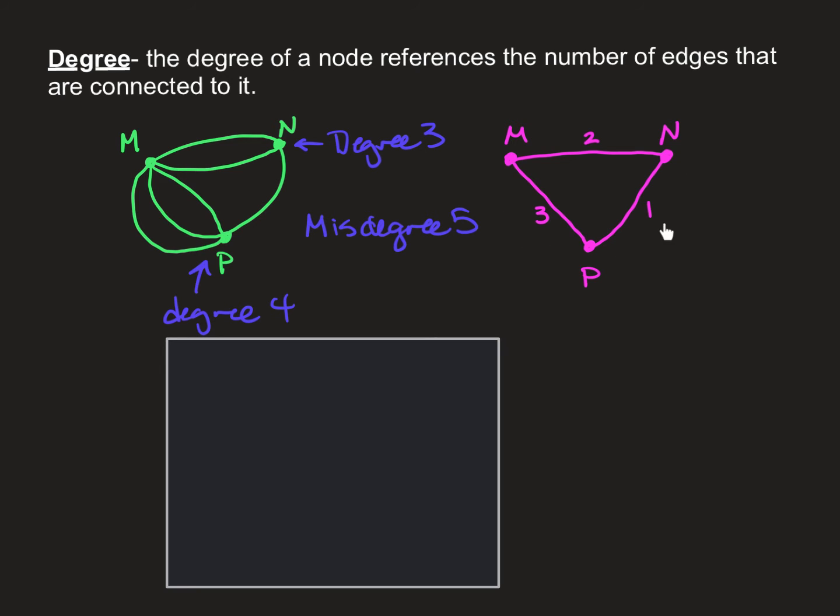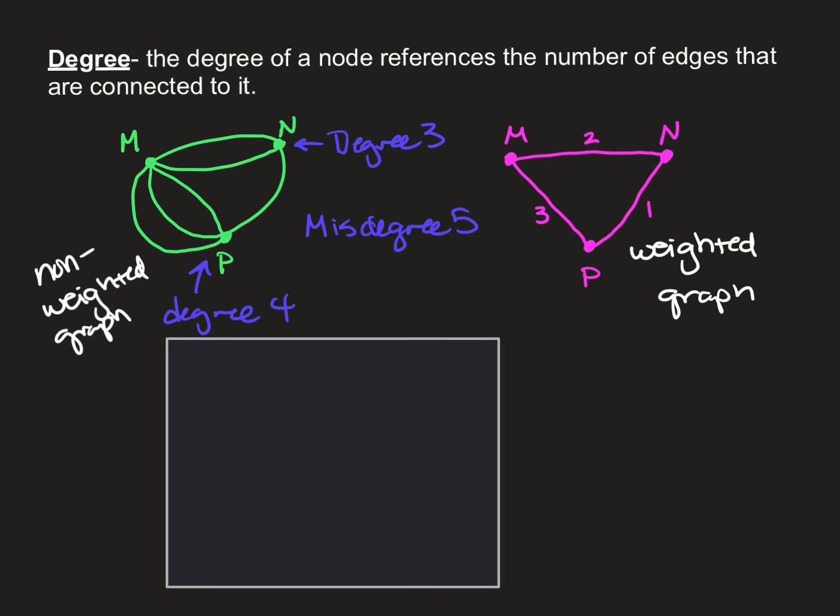You might notice this pink graph. This is what we would call a weighted graph, and this would be a non-weighted graph. And they represent the same thing. If you notice, there are 2 edges between M and N, and this is just the edge with the weight of 2 on it. Here there's 3 edges, and it's got a weight of 3. Here there's just 1 edge. It's got a weight of 1. So both the green and the pink are showing the same relationship. They're just slightly different in the way that they're shown on the page.